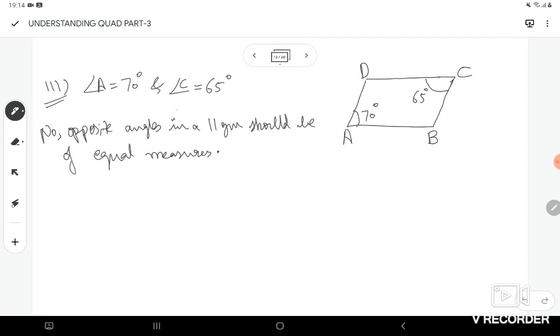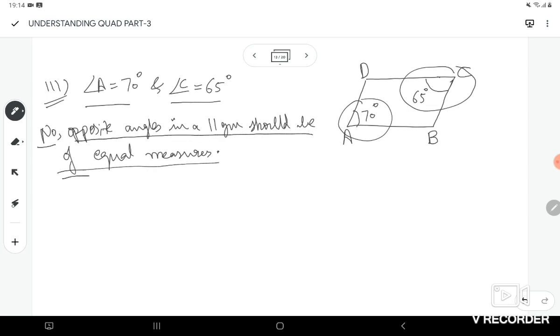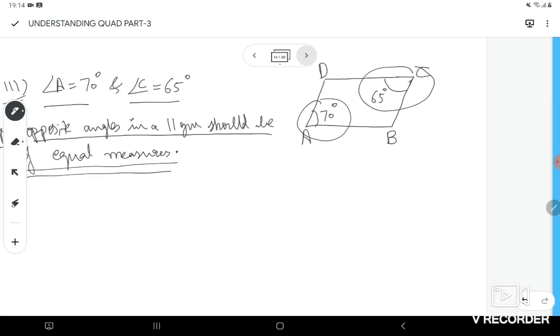Now it says angle A equal to 70 degree and angle C equal to 65 degree. So we can clearly say that no, it's not a parallelogram because opposite angles in a parallelogram should be of equal measure, which is not in this case.